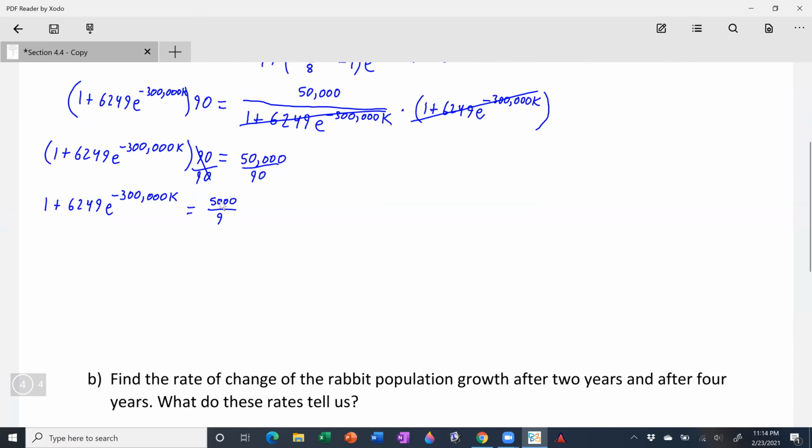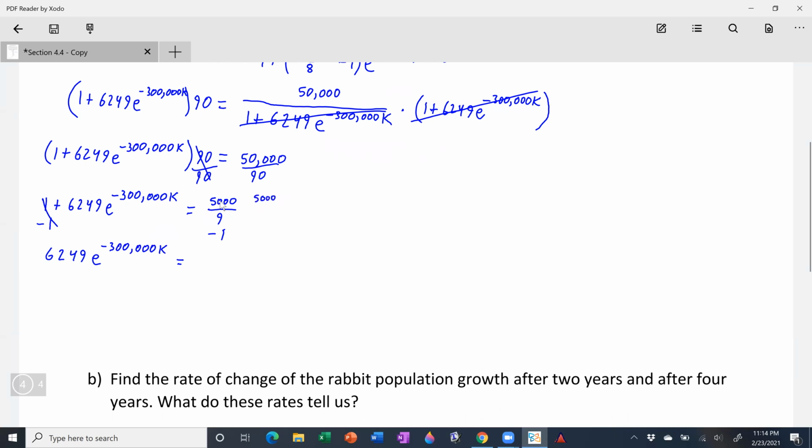Okay, we want to get rid of all the stuff that's happening to the e, and so let's just go step by step. So let's subtract 1 from both sides to get rid of that. And so step by step, 6249 e to the negative 300,000 k equals, okay, so 5,000 over 9 minus 1, maybe some scratch work.